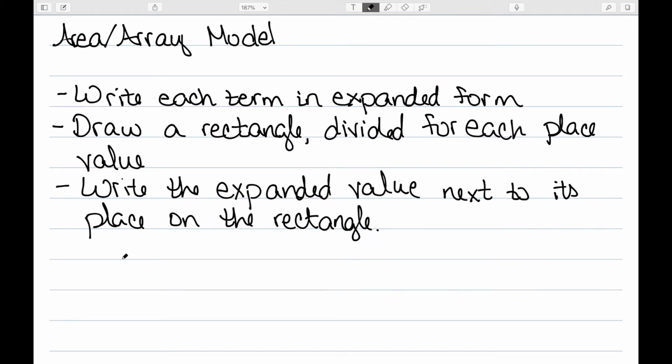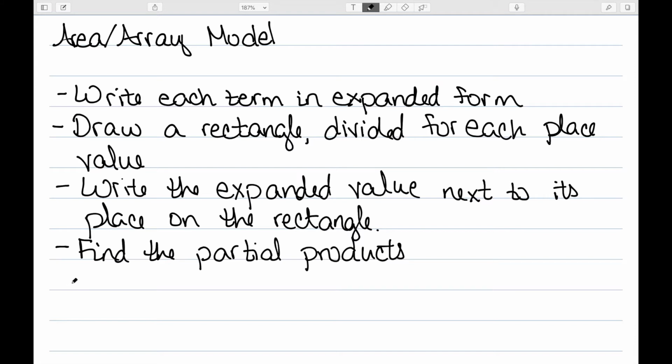We can then write the expanded value next to its place on the rectangle. We then find all of our partial products. And finally, we add the products. So let's look at some examples of this. Let's start with 3,645 times 7.